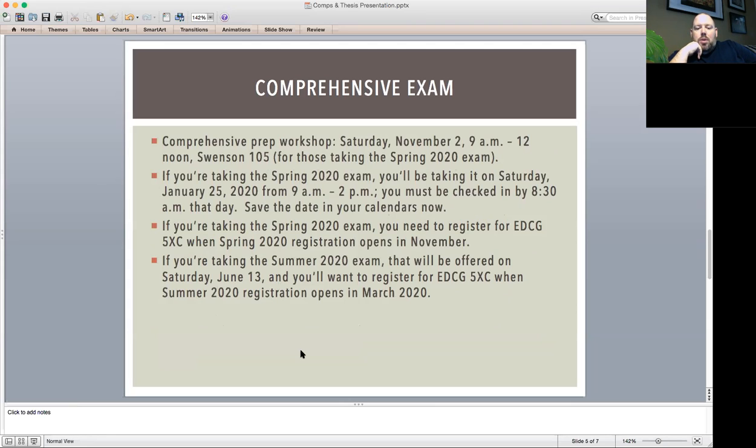The upcoming prep workshop for the comps for January is scheduled for Saturday, November 2nd. This is going to be from 9 until noon in Swenson 105 on the Thousand Oaks campus.